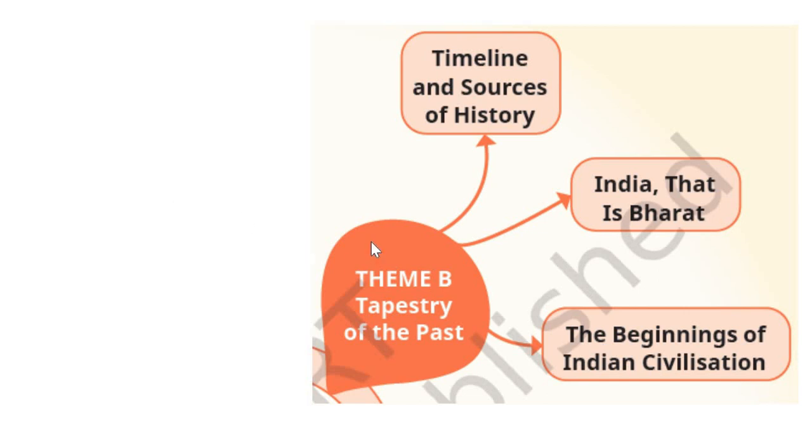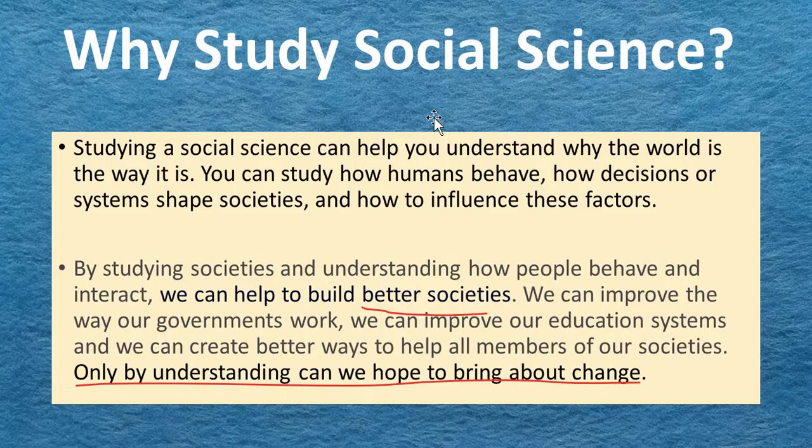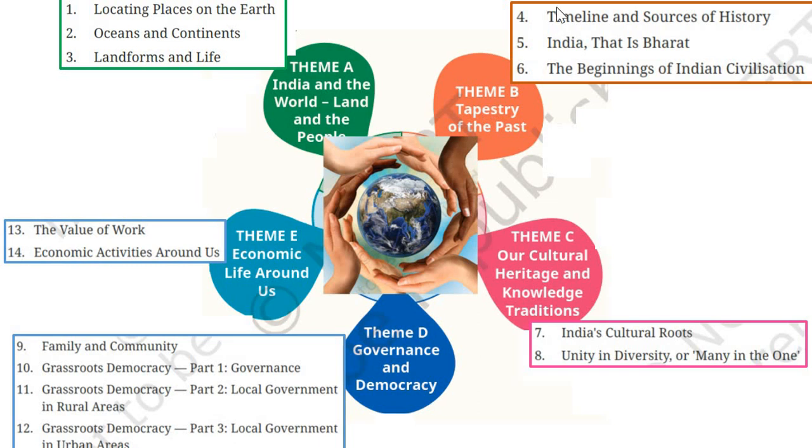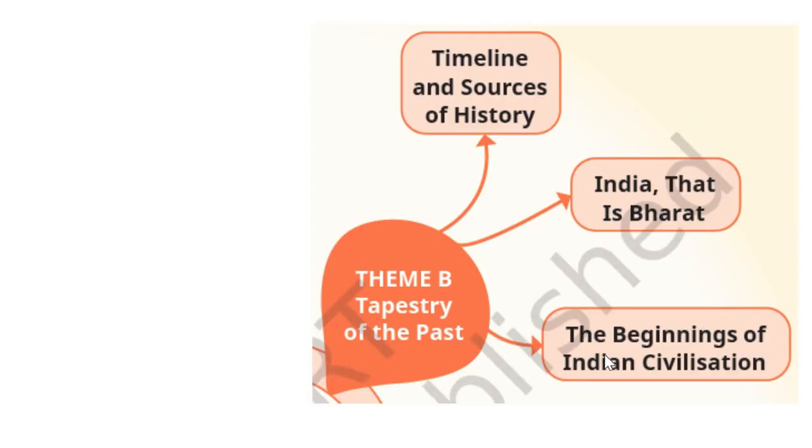Fine. So the next theme is tapestry of the past, which is basically regarding history. Now what is history? In fact, history is a record of people, places and events of the past arranged in a chronological order. See here, the first chapter. Okay, just a second. Yes, in history, the first chapter is chapter 4, timeline and sources of history, followed by India, that is Bharat, and then the beginnings of Indian civilization.